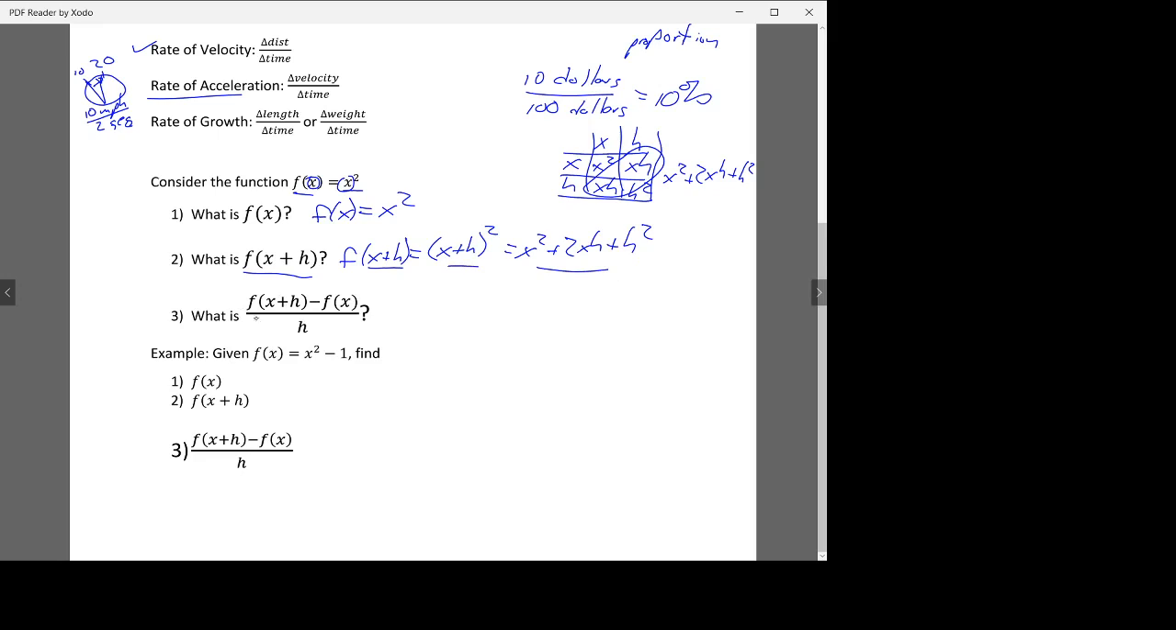So then here's just a big fraction, and I'm going to calculate it. So what do we have? We have a thing on the top, f of x plus h, and we're subtracting another thing on the top, f of x, and then we're dividing it by h.